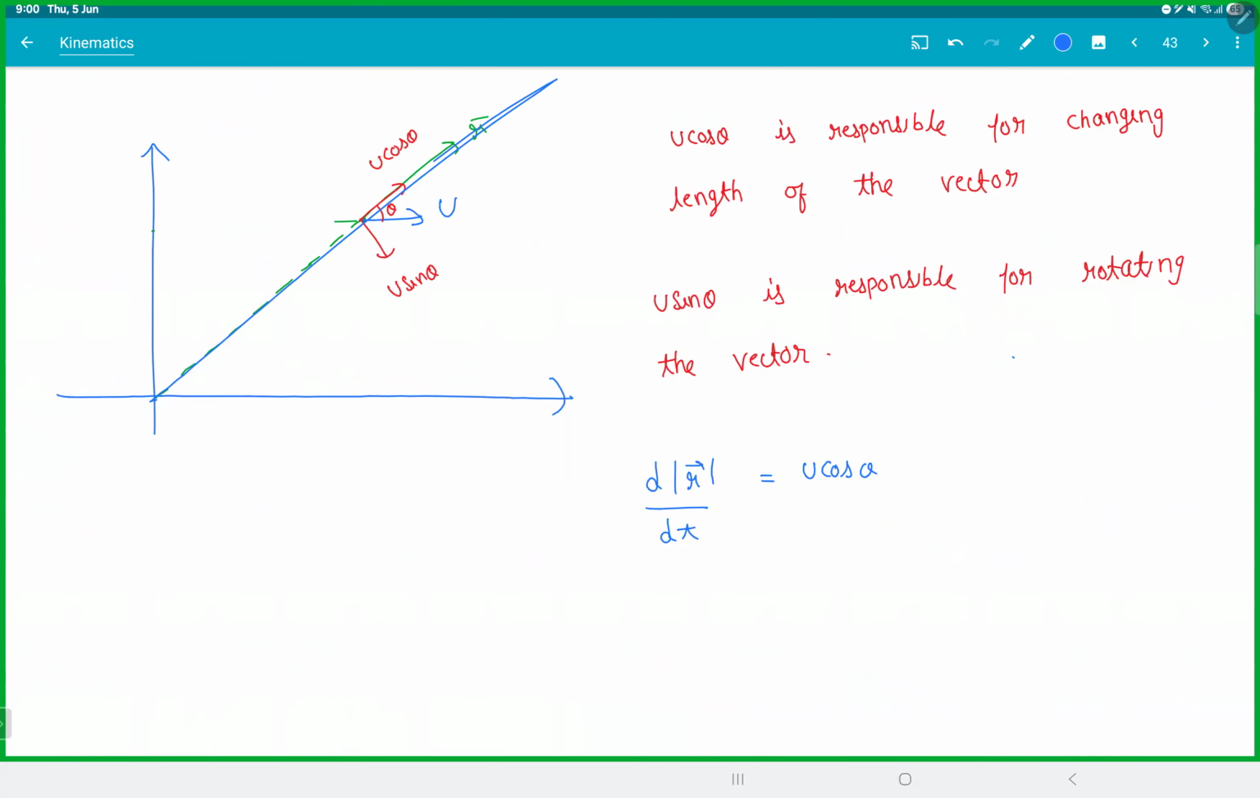If you have an r bar vector and if you have a velocity vector, the velocity vector has two components, u cos theta and u sin theta. The u cos theta is trying to increase the length of the vector and u sin theta is trying to rotate the vector. So when you say d mod r by dt, just try to read the statement. What is mod r? Magnitude of the vector. So I'm asking you to find the rate of change of length of the vector. Now you tell me which velocity component is responsible for changing the length of the vector: u cos theta. So d mod r by dt is u cos theta, where theta is the angle between r bar and the velocity vector.